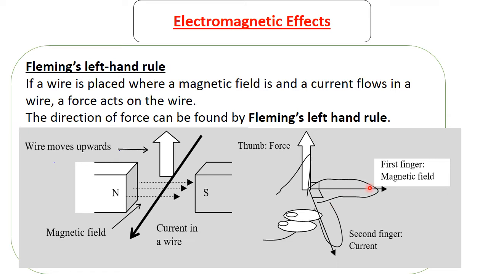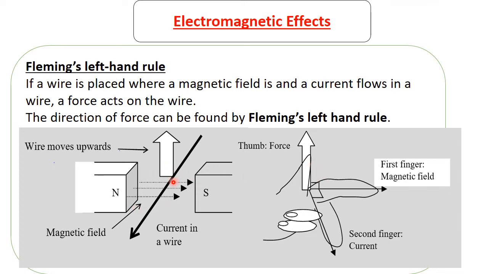The first finger should point where the magnetic field is pointing. The second finger should be pointing where the current is pointing. Then the thumb should also be at 90 degrees to the first finger. Okay, so in this arrangement, the thumb should be pointing upwards. That's the way it can be nearly 90 degrees to the first finger. So where the thumb is pointing, that's where the force is going to be. That's why the force here is the same as the thumb here. Okay, so that is how to use Fleming's left hand rule.